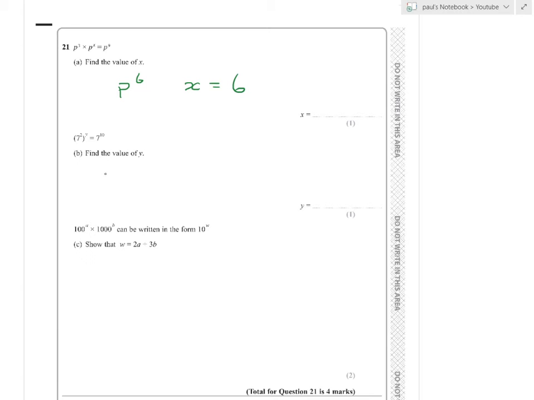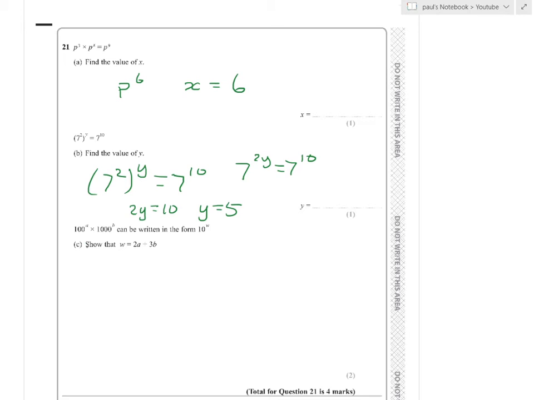Find the value of Y. So we've got 7 squared times 7 to the 2y equals 7 to the 10. So that would be 7 to the 2 times 7 to the 2y equals 7 to the 10. So we'd have 2y equals 10, so y equals 5.